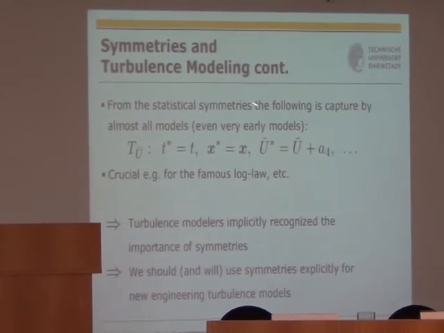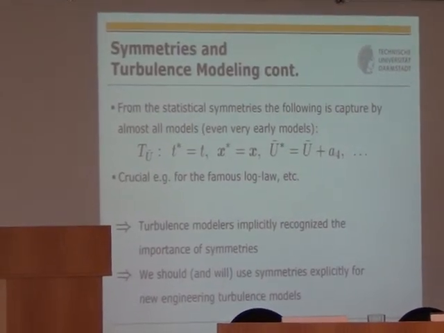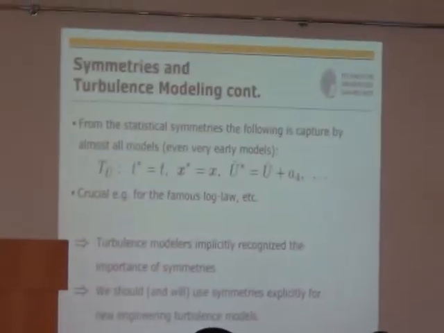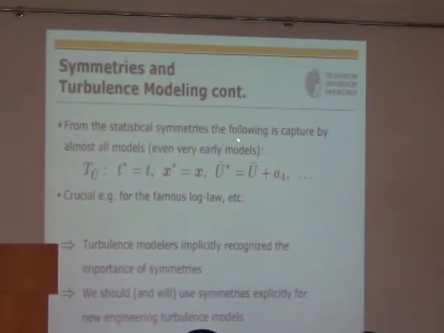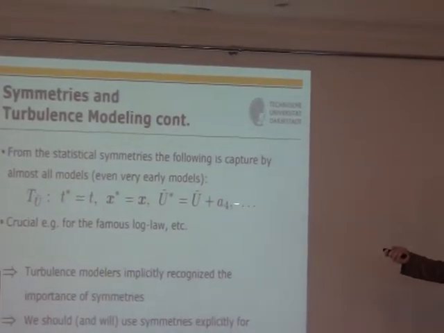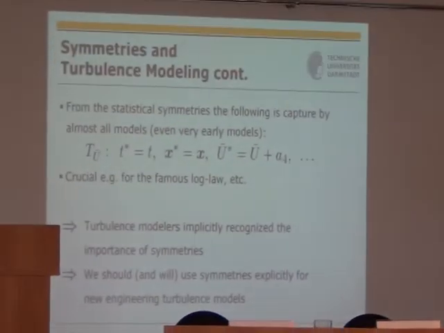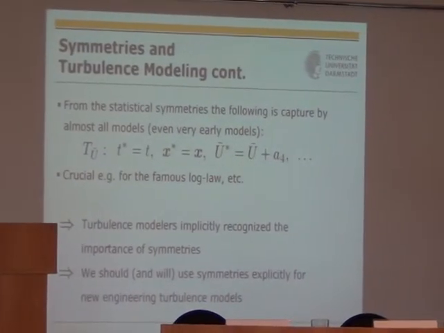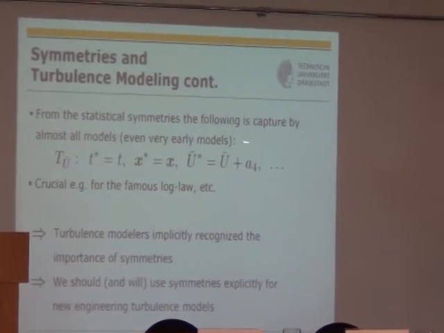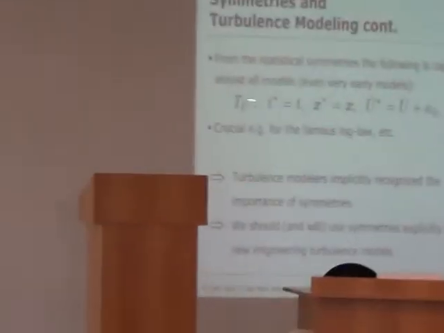From statistical symmetries, so this was only Navier-Stokes and Euler. Now we have all the models that have at least the minimum requirement from these new statistical symmetries. This is essentially captured by all models. That is surprising. Even early models have this type of statistical symmetry.